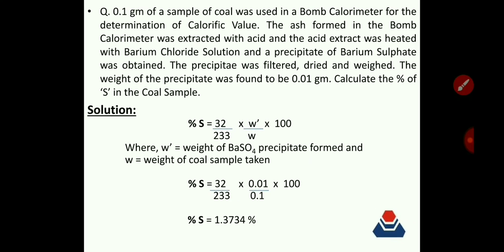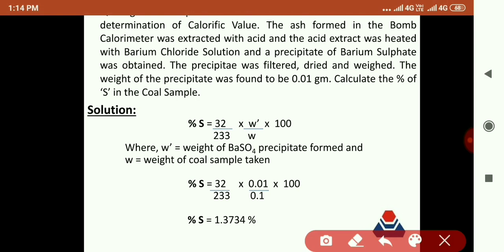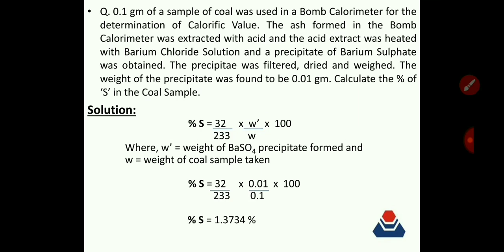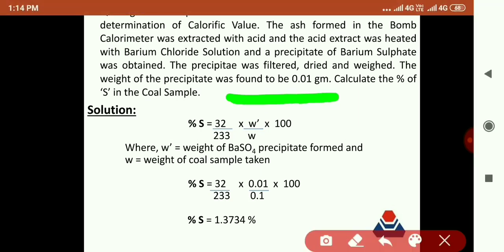The precipitate was filtered, dried and weighed, right? Here the precipitate was filtered, dried and weighed, and the weight of the precipitate was found to be 11.5 gram. Just a second. Right, so the weight of the precipitate that is coming is 0.01 gram.